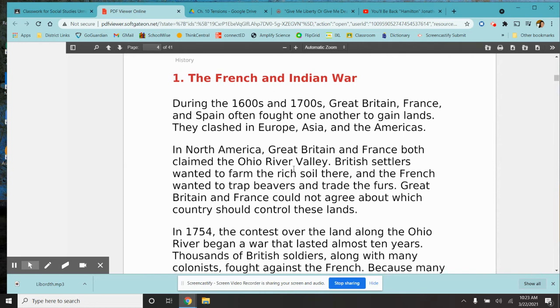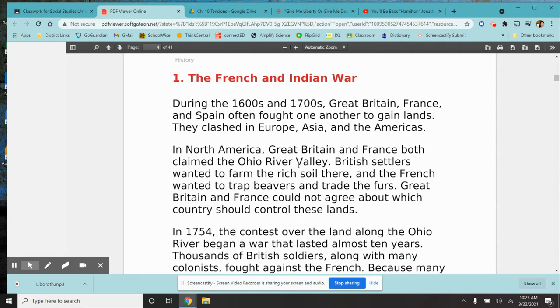We do this in language arts. In social studies, this is the best way to learn cause and effect, right? A few things happen, and it leads to something else that occurs. The American Revolution and the events leading up to it is a great example of cause and effect. During the 1600s and 1700s, Great Britain, France, and Spain often fought one another to gain lands. They clashed in Europe, Asia, and the Americas.